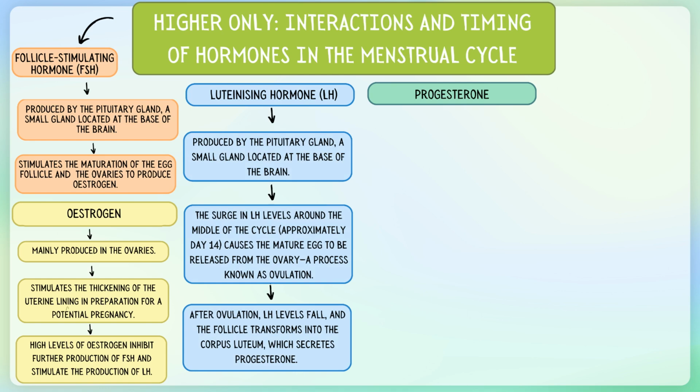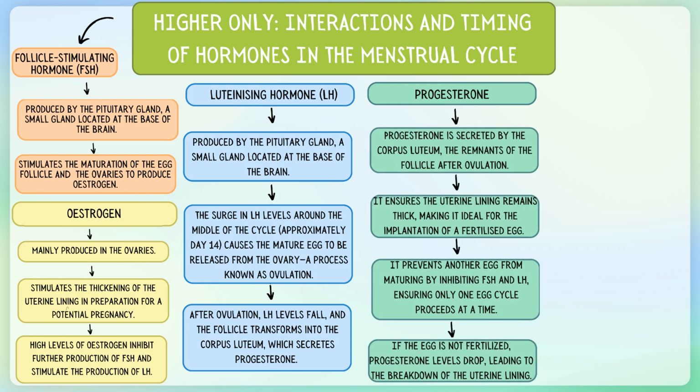Post-ovulation, we explored how the remnants of the follicle, now called the corpus luteum, secrete progesterone. Progesterone maintains the thickened endometrium, making it ready for potential embryo implantation. If fertilization does not occur, we talked about how progesterone levels fall, leading to the shedding of the endometrial lining, otherwise known as menstruation.